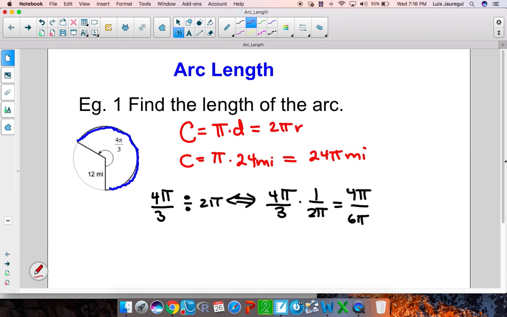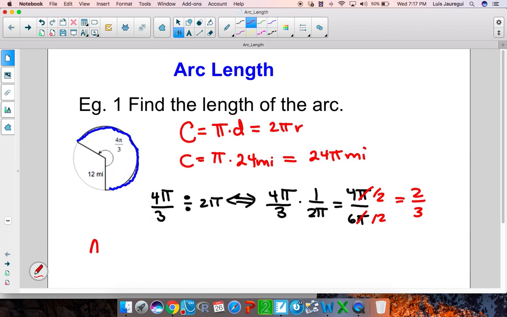Pi divided by pi is 1, so we can cancel those out. And we can find the greatest common factor of 4 and 6. In this case happens to be 2. 4 divided by 2 is 2. And 6 divided by 2 is 3. Okay, so we're only interested in 2/3 of the entire arc, okay, or the entire circumference.